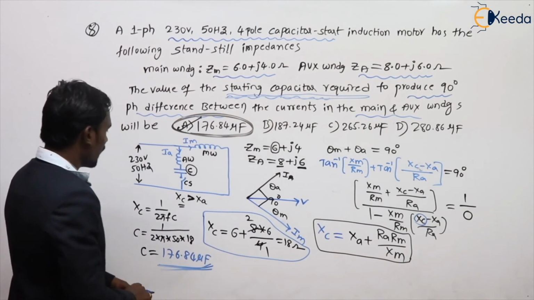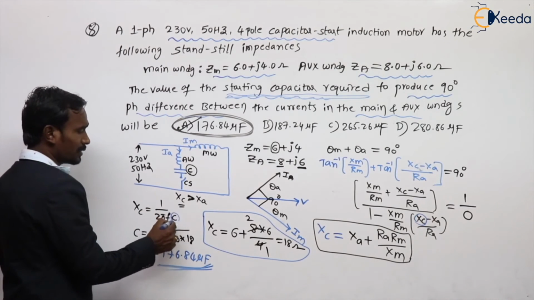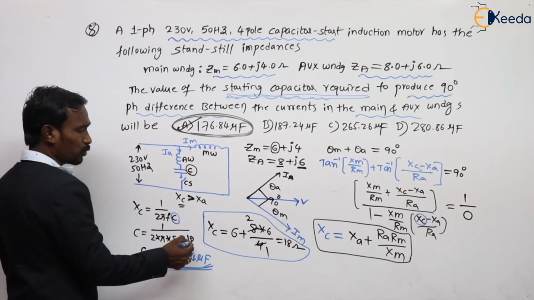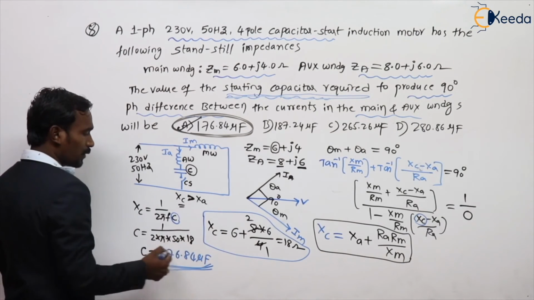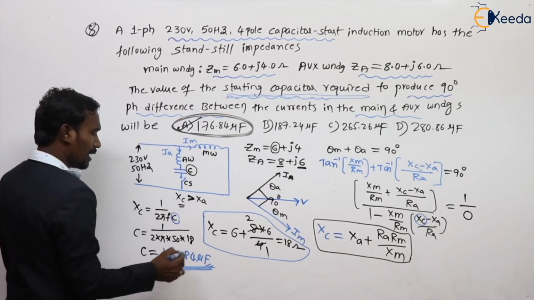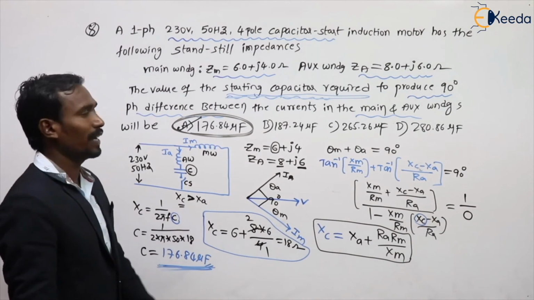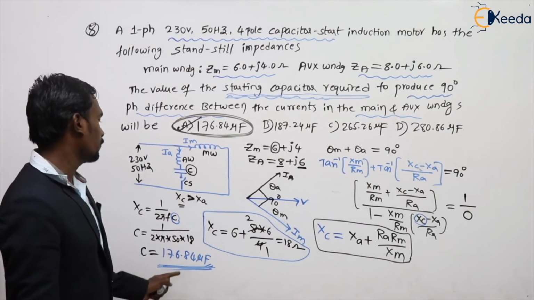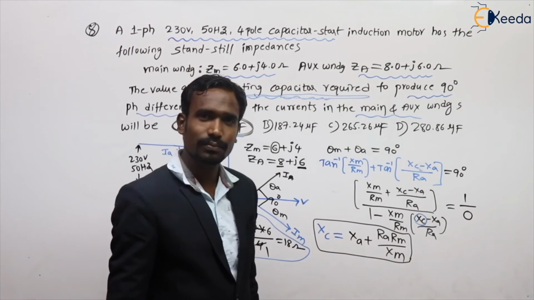XC is equal to 1 by 2 pi FC. I want this C, so C is equal to 1 by 2 pi F XC. XC is 18 and frequency is 50. If you solve this, you will get the answer 176.84 microfarads. Option A is the 100% correct answer.